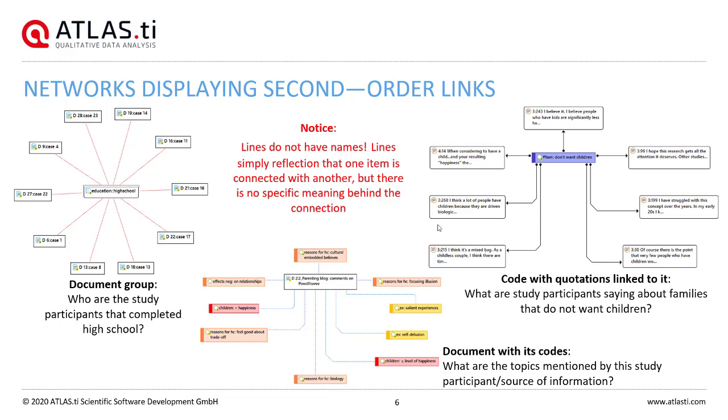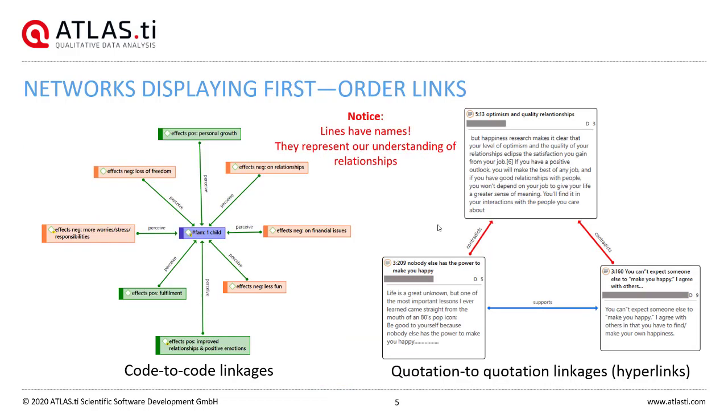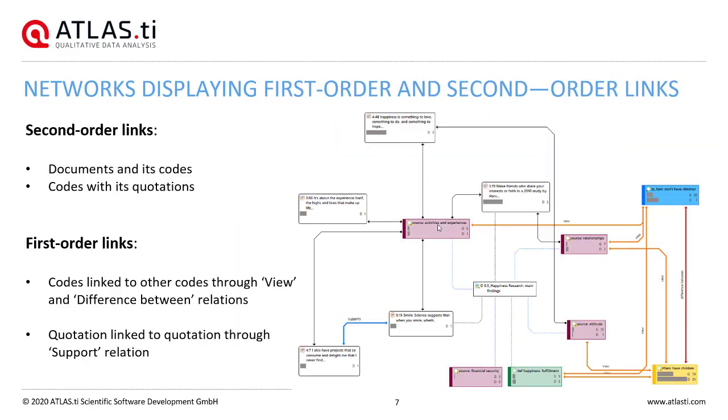And then on the right side, I have a single code, family do not want children, and I am visualizing all of the things that have been said in regards to that concept. In other words, all of the quotations that have been linked to that code. So what is common about these visualizations is that the lines connecting different elements do not have names, while in the visualizations of linkages of a first order, you see the lines do have names, and I will define them. You also have networks that include both kinds of linkages, which is what I'm showing you here.